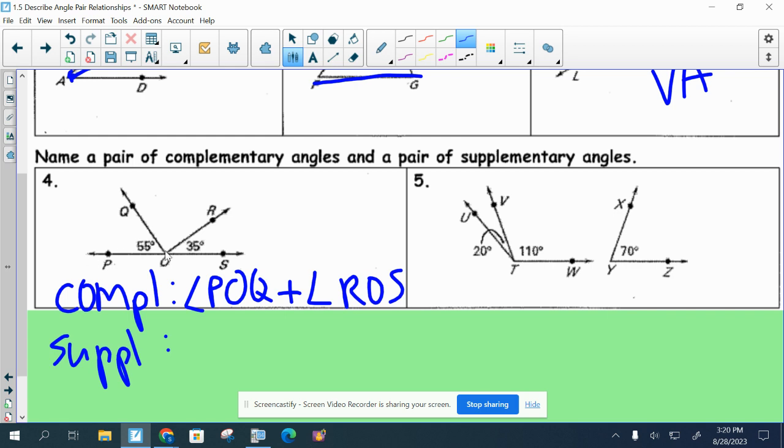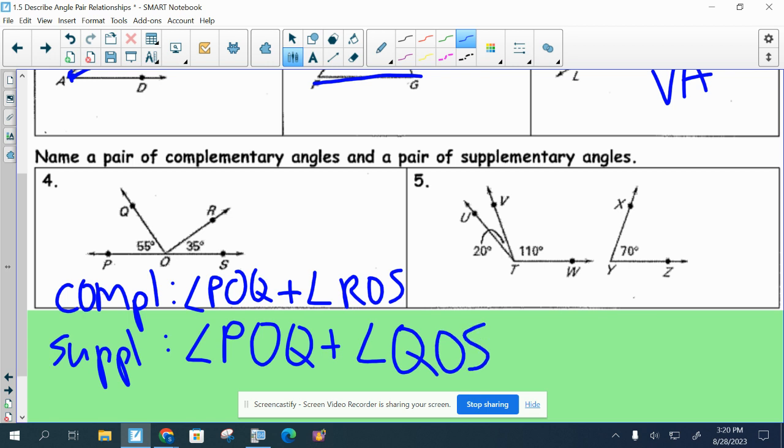You could say angle POQ and angle QOS. Or you could say angle SOR and angle ROP for supplementary.